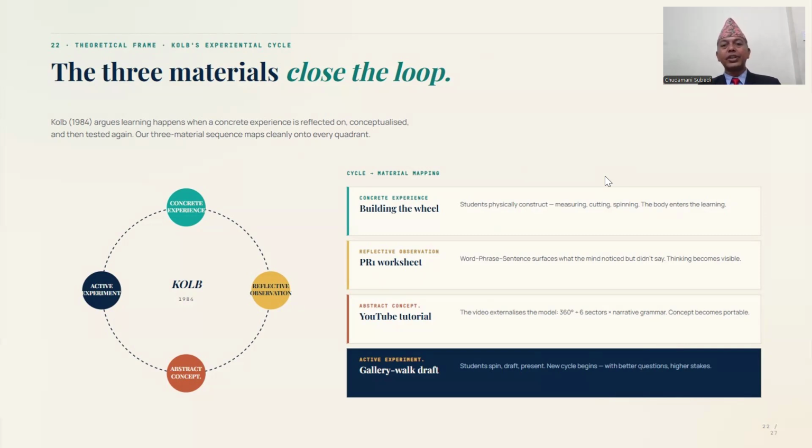Cycle, material mapping. Concrete experience: building the wheel. Students physically construct, measuring, cutting, spinning. The body enters the learning. Reflective observation: in the worksheet, word, phrase, sentence surfaces what the mind noticed but did not say. Thinking becomes visible.